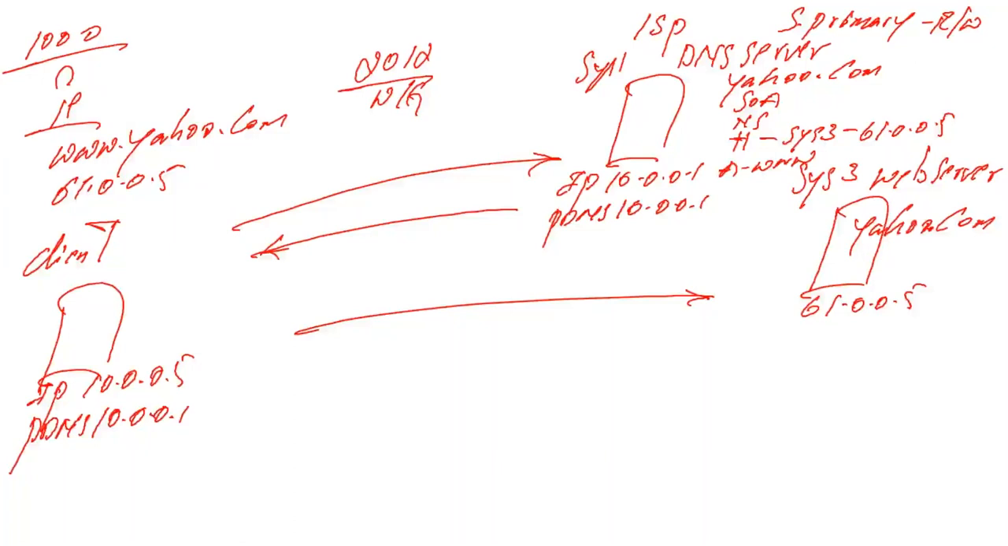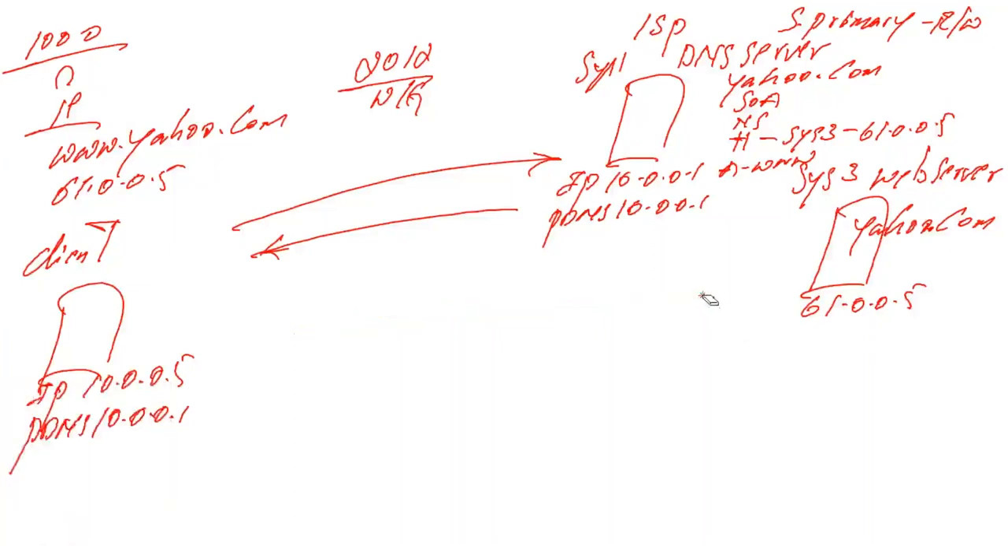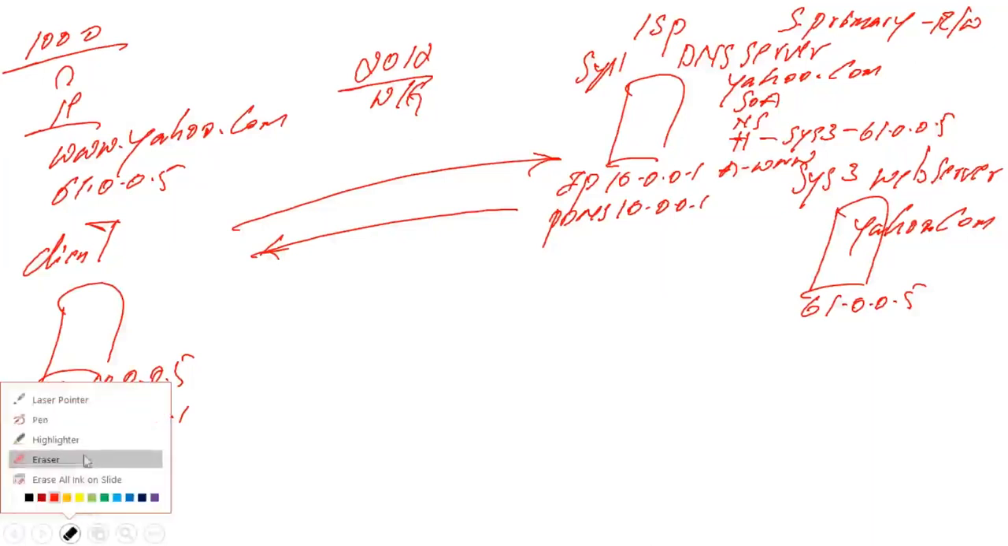So Microsoft says that to avoid these two problems, one is the load balancing problem and the other is failover, you have to configure one backup DNS server. So every ISP has to maintain two DNS servers, one primary and one backup.